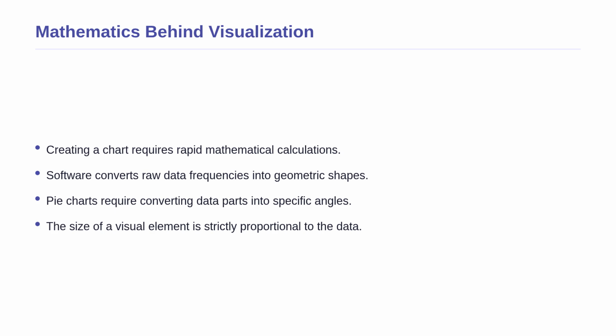One of the most common visualizations is the pie chart, which represents parts of a whole. To draw this, the software cannot just guess. It must convert raw data frequencies into precise geometric angles. The size of every slice must be strictly proportional to the category's share of the total data. Let us look at the exact formula the software uses to do this.